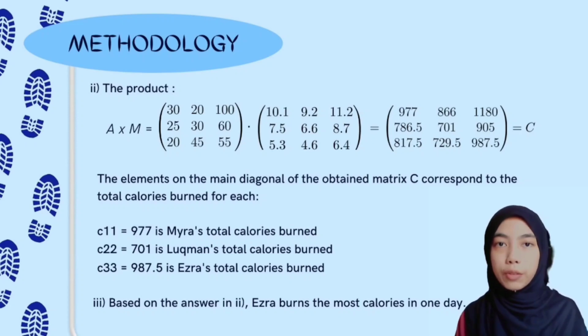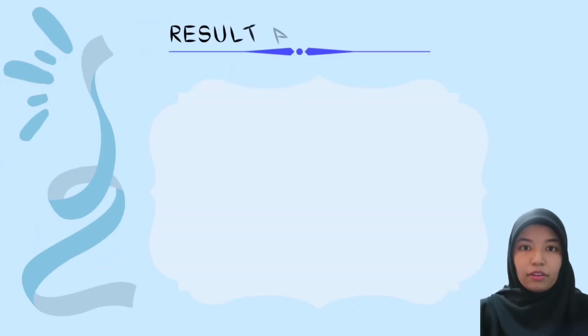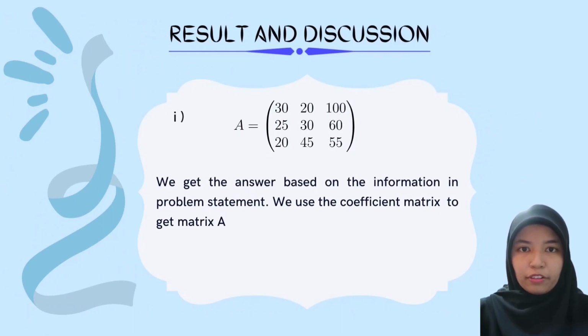After we get the answer, the main diagonal of matrix C, which are C11, C22 and C33, corresponds to the total calories burned for each of them. For the last question, we can conclude that Ezra burns the most calories in one day based on the answer in question 2. Okay, so I will present the result and discussion.